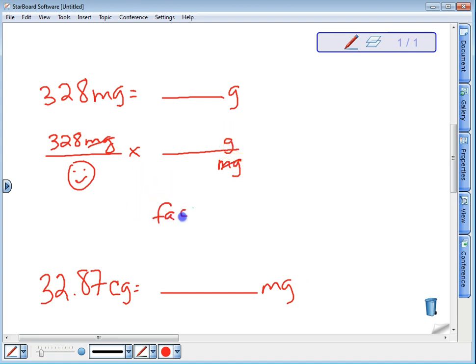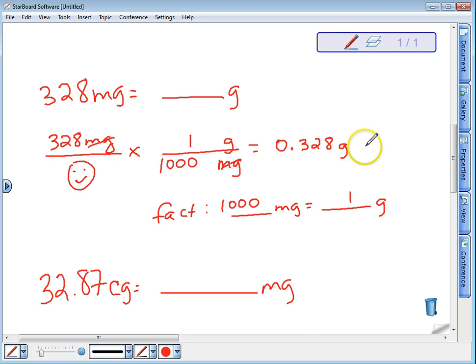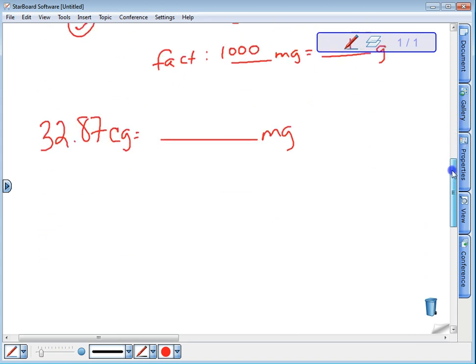So now I need a fact. I need to know how many milligrams are equal to how many grams. Fortunately, I know that 1,000 milligrams is equal to 1 gram. So I'm going to put 1 on top, 1,000 milligrams on bottom. This time I need to divide. 328 times 1 divided by 1,000, and that gives me 0.328 grams. I started out with 1, 2, 3 sig figs, and I ended up with 1, 2, 3 sig figs. So my answer is good just like it is.